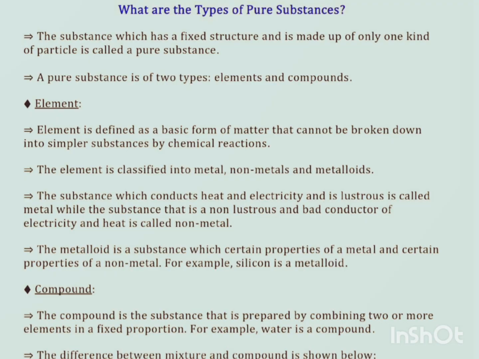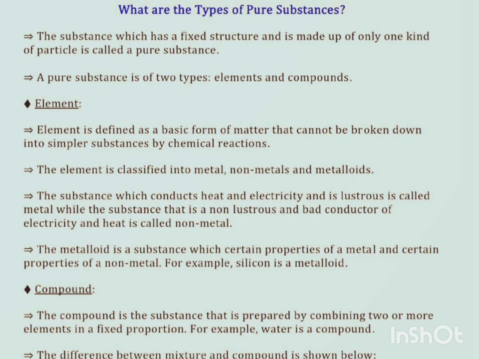Next important topic is types of pure substances. Already I said that we have two kinds, that is elements and compounds. So what are elements? See, a substance which has a fixed structure and is made up of only one kind of particle is called a pure substance. A pure substance is made up of only one kind of particle. It is not a mixture of two or more particles. Pure substance is of two types. One is element and another is compound.